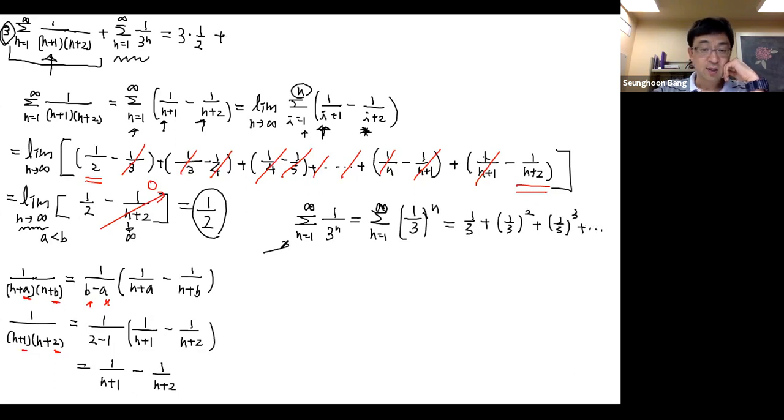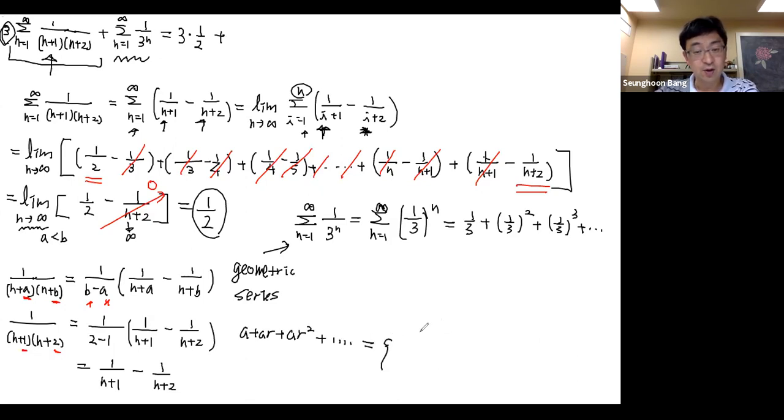What's that? This is exactly a geometric series. Do you remember geometric series? A plus a times r plus a r squared plus, keep going. So we have 2 possible answers. A over 1 minus r, if the absolute value of the common ratio is less than 1. The other result is divergent, if the absolute value of r is greater than or equal to 1. That's right. This is a geometric series.